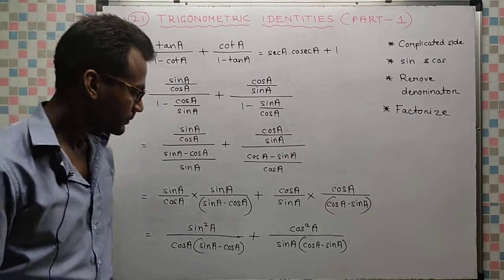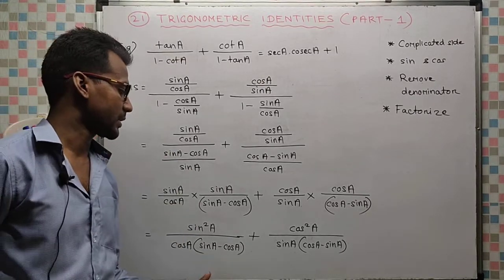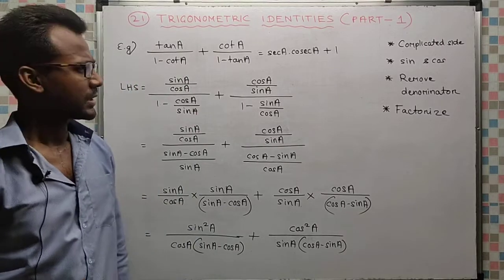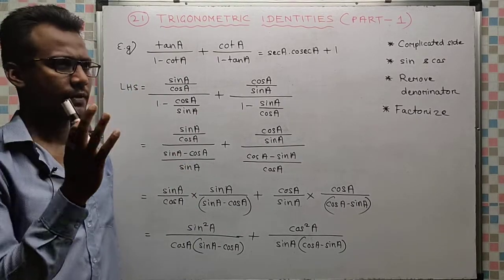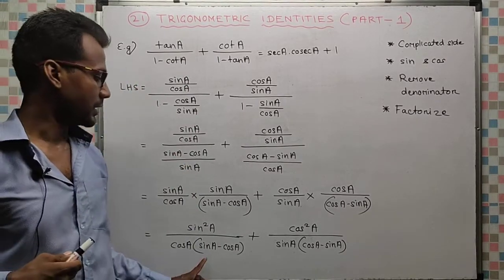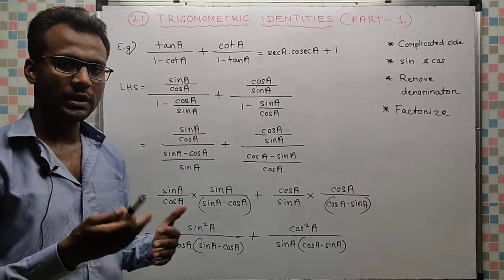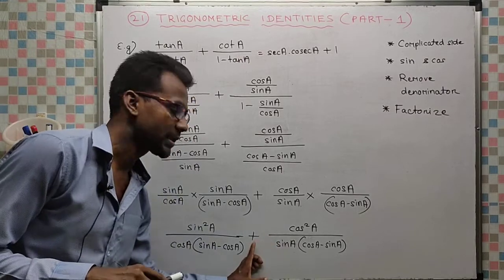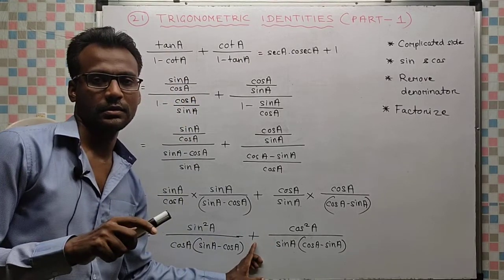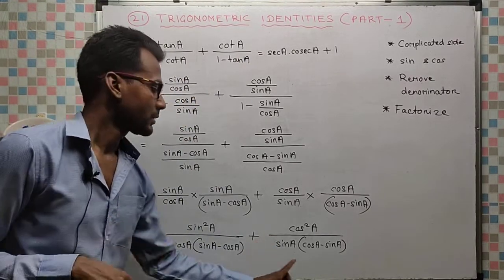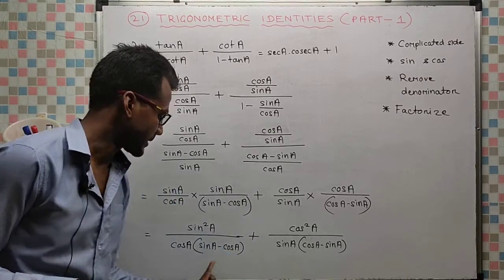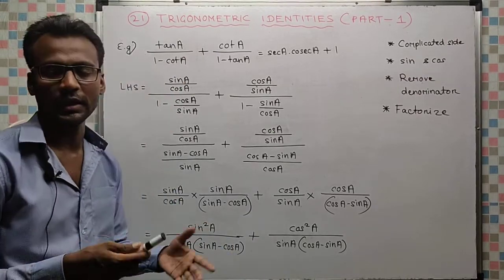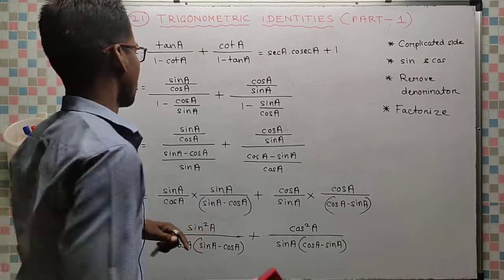Now see, this is sin a minus cos a, this is cos a minus sin a, similar to the first example I think. Okay, a minus b, b minus a. How can you change this b minus a to a minus b? By changing this sign. Plus will become minus. Change this sign, this will become sin a minus cos a as it is. Then it will be easier to take LCM. So I am going to do this now.